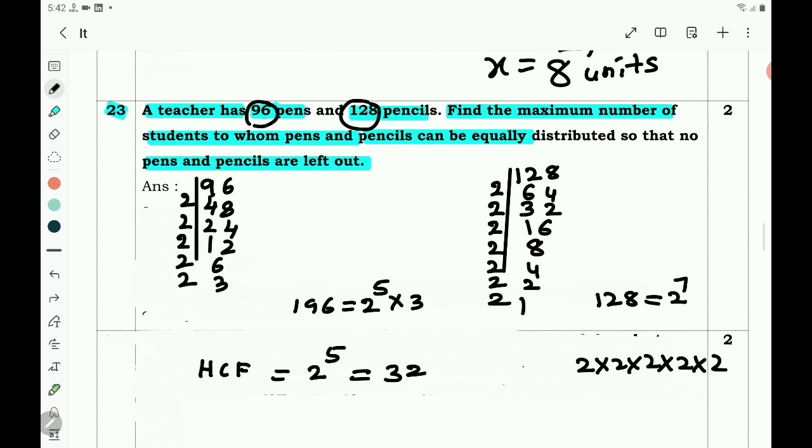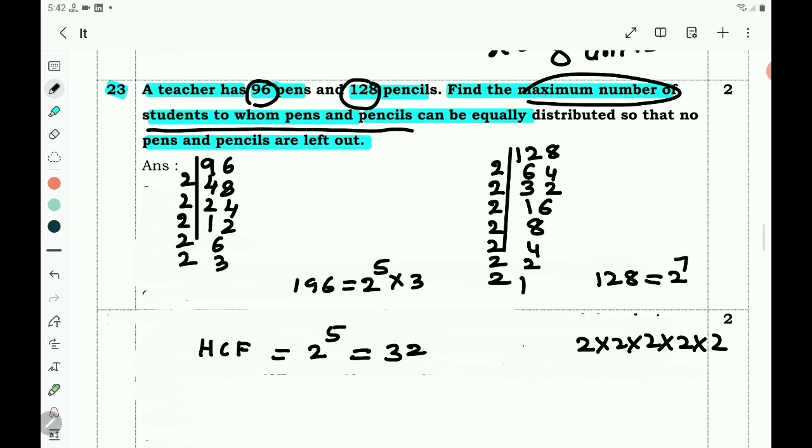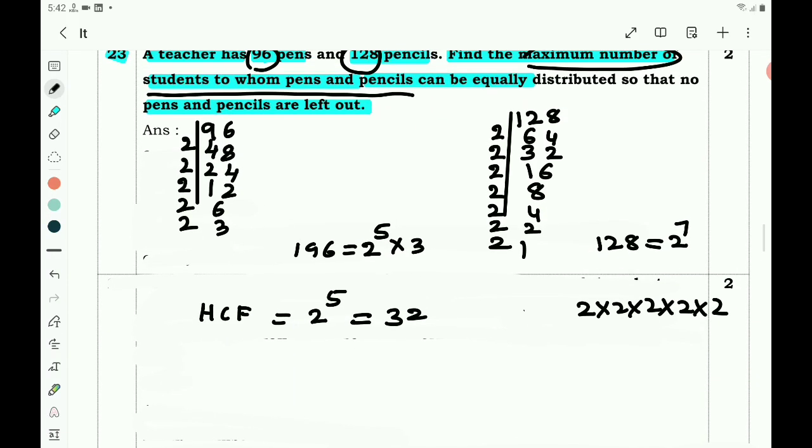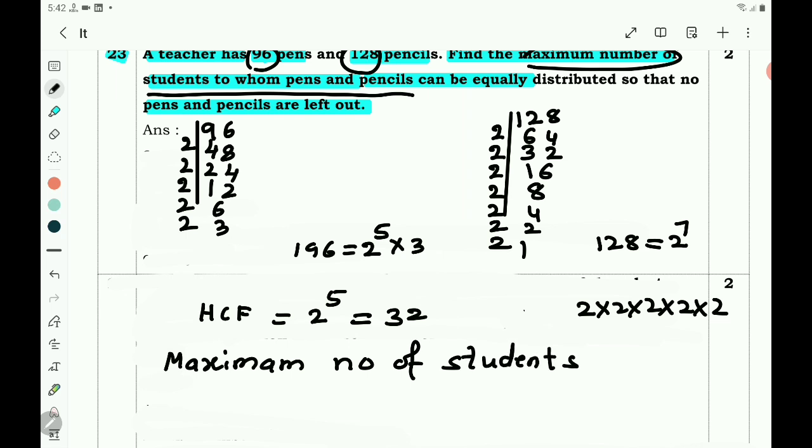So here the maximum number of students to whom pencils and pens can be equally distributed so that no pens and pencils are left out is 32. Maximum number of students equals 32.